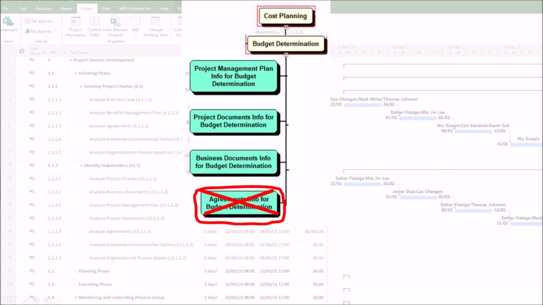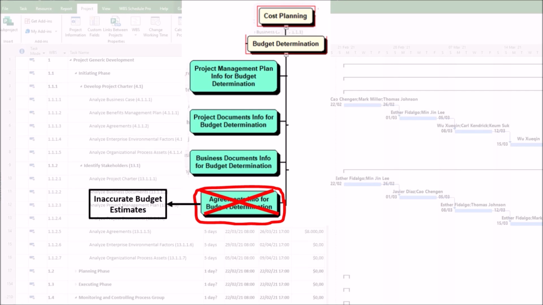How can a poor agreements analysis harm the determine budget process? A poor agreements analysis can significantly harm the determine budget process by leading to financial inaccuracies, project delays, and even contractual disputes. Here's how a poor agreements analysis can cause harm.